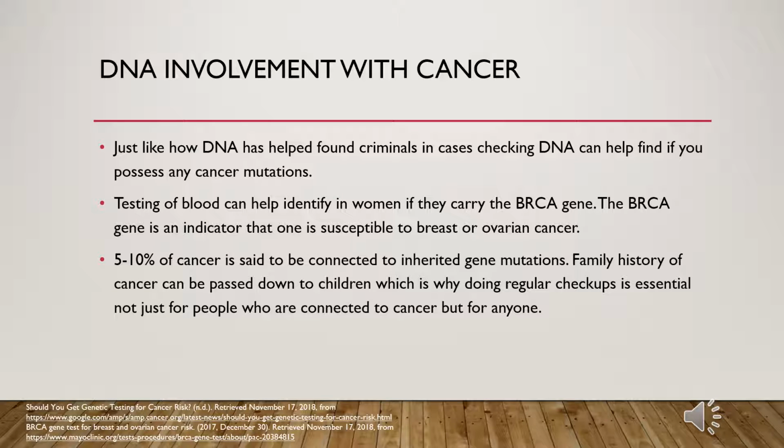So this is a big topic, DNA involvement in cancer. This goes hand in hand with inherited traits and with mutations. Just like how a drop of DNA can help find a criminal, a drop of DNA can help see if you carry cancer mutations. Testing of blood can help identify in a woman if they carry the BRCA gene. The BRCA gene is an indicator that one is susceptible to breast or ovarian cancer. 5 to 10% of cancer is said to be connected to inherited gene mutations.